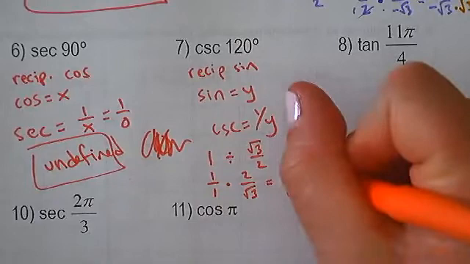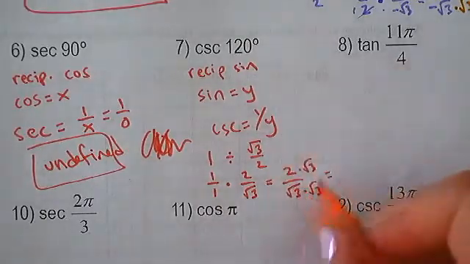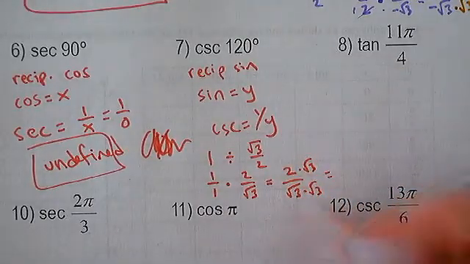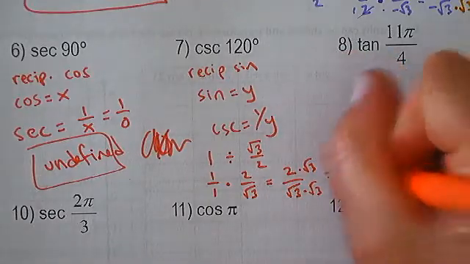And if we multiply both top and bottom by root 3, this is called rationalizing the denominator. We don't want radicals in the bottom. We get 2 root 3 over 3.